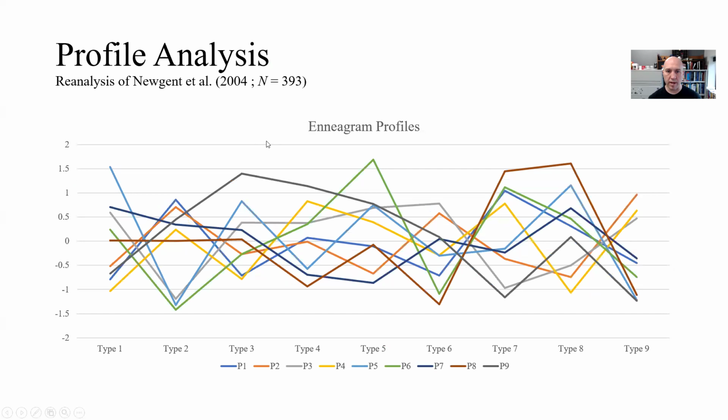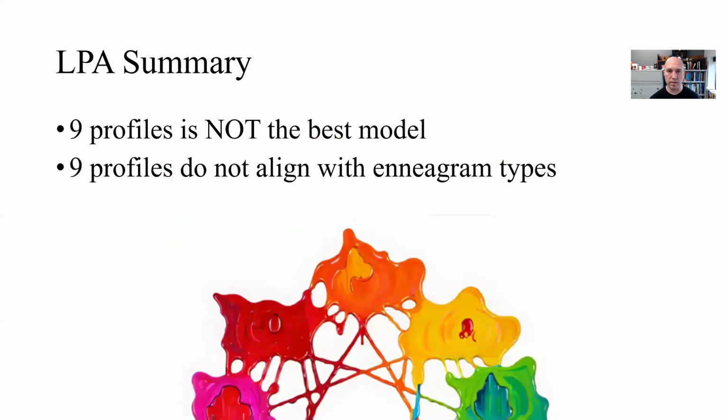And again, with the other data set, we see a similar thing. We see very different scores. We don't see a consistent pattern where each type has its own profile, like we would expect if the Enneagram is consistently and accurately describing people based on types. So in summary, for this first analysis, 9 profiles are not the best model for explaining the Enneagram and how people score on Enneagram tests.